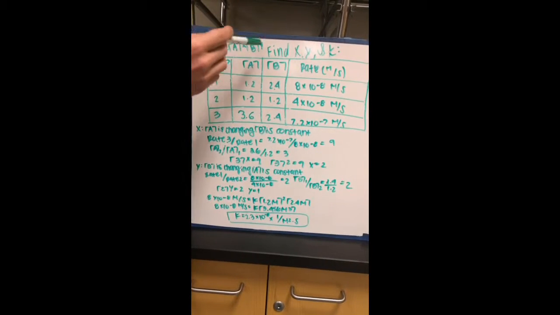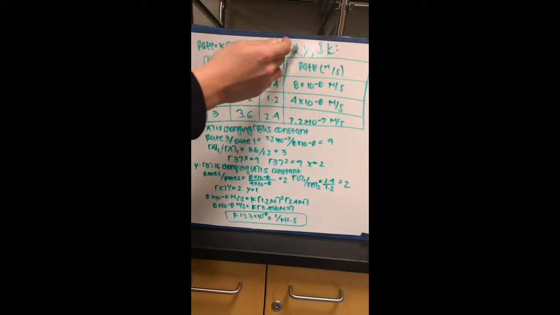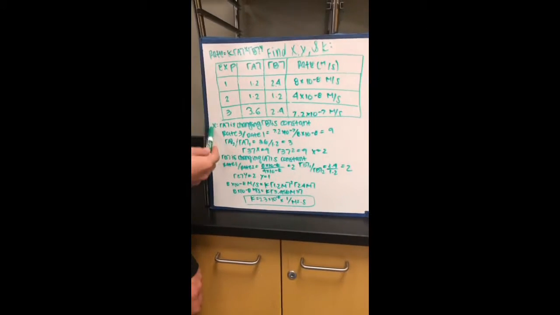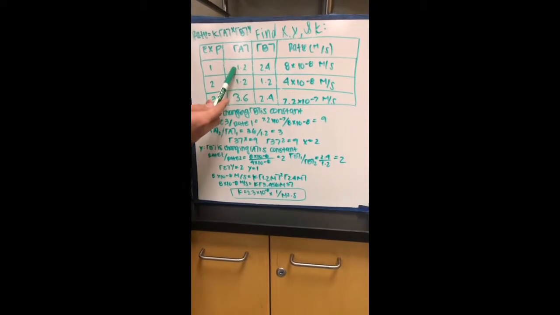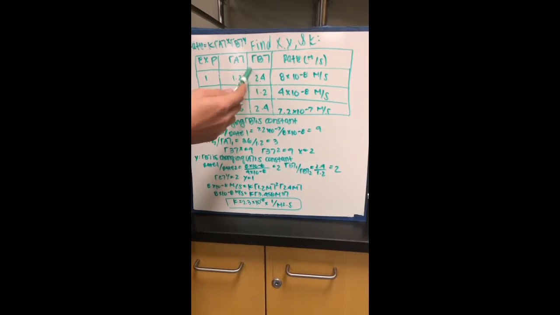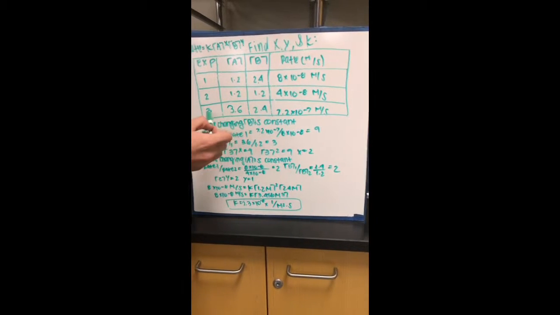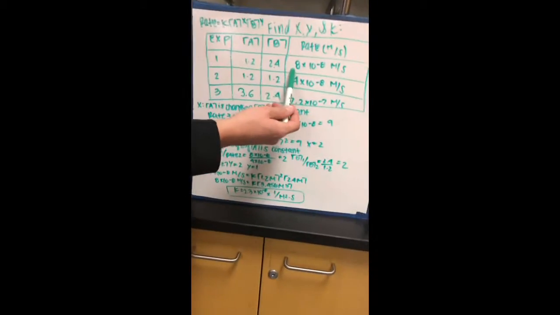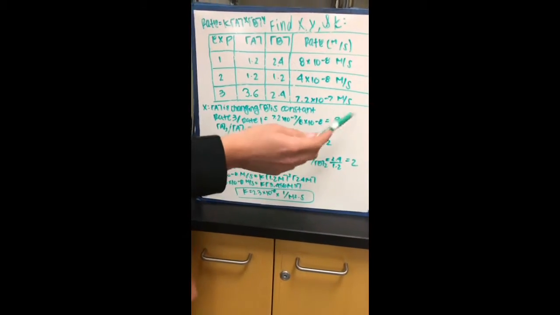The rate law equation: the rate is k, concentration of A to the x power, and concentration of B to the y power. So we'll find x, y, and k, given the chart. To find x, A must be changing, and B must be constant. After you do that, you'll get rate 3, which is this number, divided by rate 1, which is this number, to get an answer of 9, which will be used later in the problem.